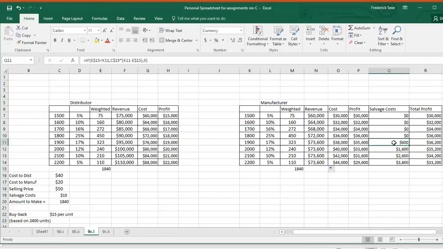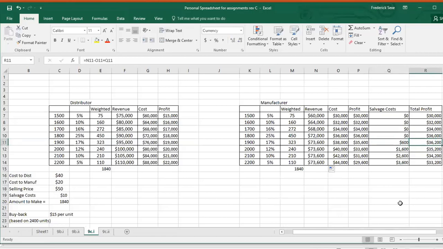So now, for any numbers after 1840, we're going to have to salvage. So we add the salvage cost back in, because that's getting our money back for what we sunk into products that we don't sell. So total profit is basically revenue minus cost. This is profit before we add the salvage cost. So total profit is profit plus salvage cost.